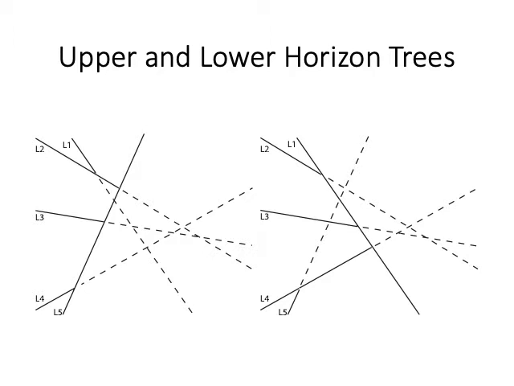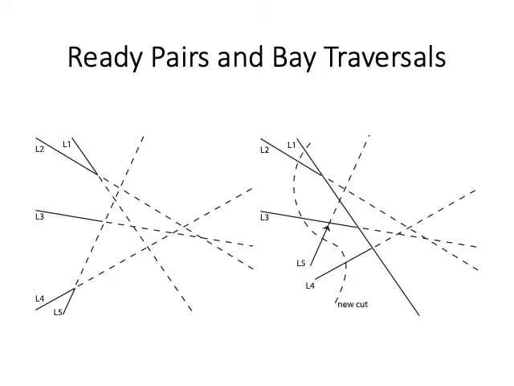When we take the set intersection of the upper and the lower horizon trees, we get L1 is stopped at L2, L2 is stopped at L1, L3 is stopped at L4, L4 is stopped at L5, and L5 is stopped at L4. The figure on the left is the set intersection of the horizon trees.